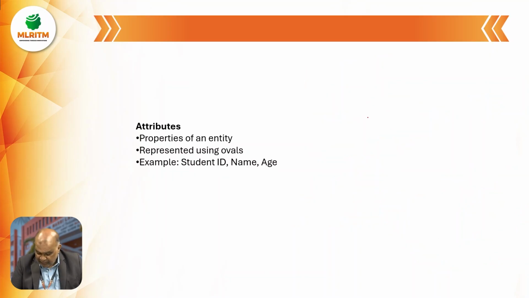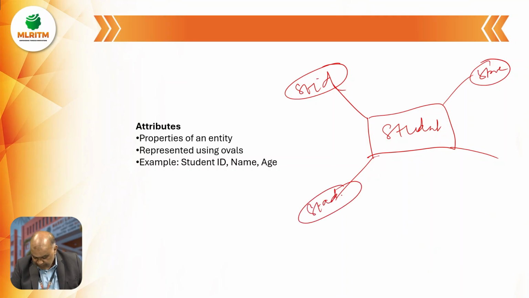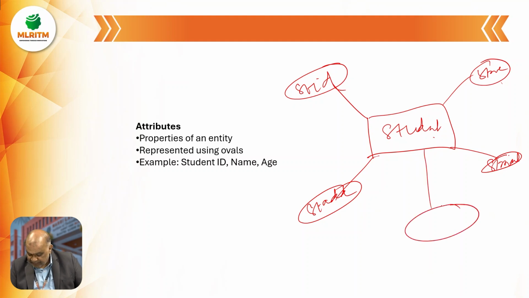So attributes. An entity is represented with rectangles and attributes are represented with ovals. I take a student table: student ID, student name, student address, and student mail ID. This is an entity, and these are all different attributes of that particular entity. We can also have student age, student name, student ID.